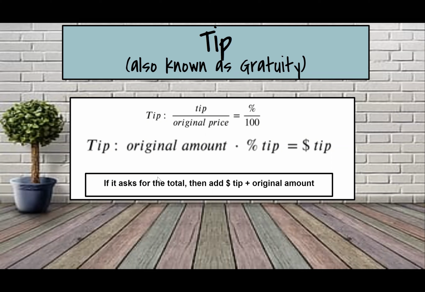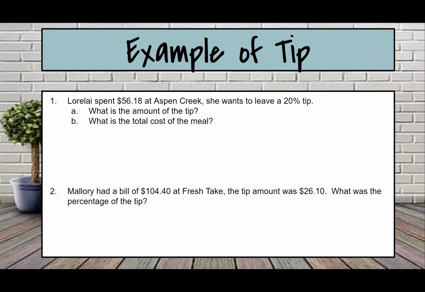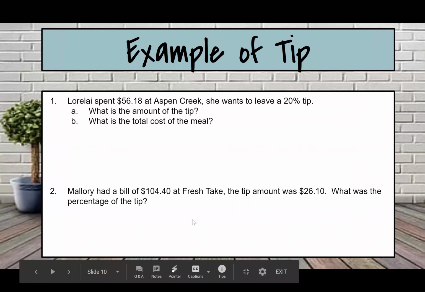If it asks for the total, then you just do the tip amount plus the original amount, which is kind of similar to what we just showed you on tax. So this example says Lorelai spent $56.18 at Aspen Creek. She wants to leave a 20% tip. The first question is, what is the amount of the tip? And then they want to know the total cost of the meal. On this one, I'm going to use the easier equation first, and then on number 2, we'll use the proportion. I just want you all to be able to see that we can use either of them.